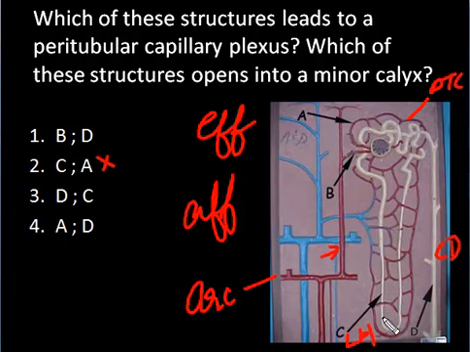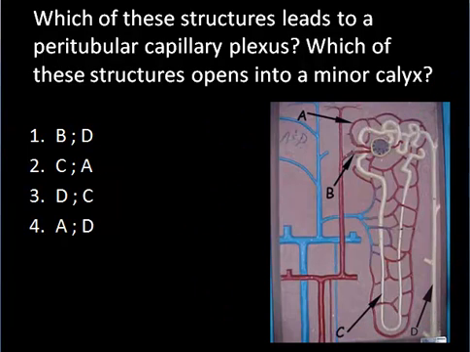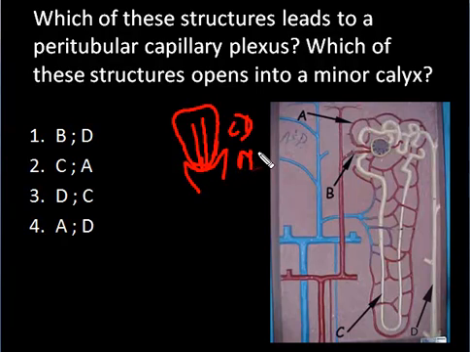Now the loop of Henle does not open anywhere. It goes back up and becomes the distal convoluted tubule. It is the collecting duct which opens into a minor calyx. So it is D which opens into a minor calyx, and it's very important for you to know the order. The point where it opens is the apex of the pyramid, which is known as the papilla.